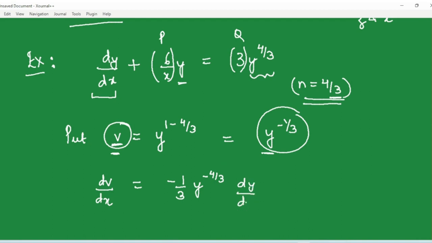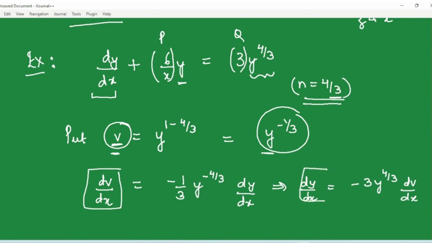So that means I can write dy by dx as, taking things to the other side, minus 3 y to power 4 by 3 dv by dx. So that's the value of the new derivative. That's the value of the old derivative in terms of the new derivative.